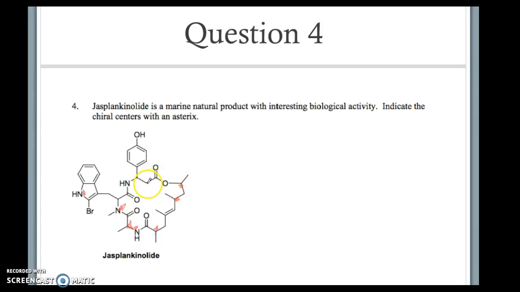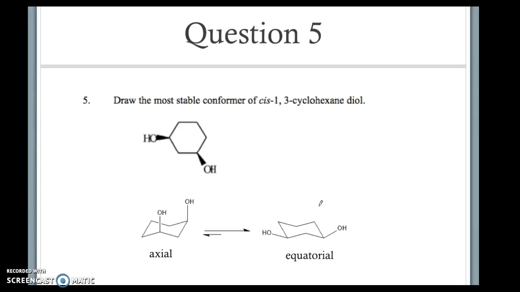This has a double bond. This has 2 H's. This is a chiral center, and so is this in nitrogen. So we should go up here. We cannot use this oxygen because it does not have 4 different things on it. So we have a total of 1, 2, 3, 4, 5, 6, 7, 8, 9 chiral centers. We're supposed to draw the most stable conformer of cis 1,3-cyclohexanediol.